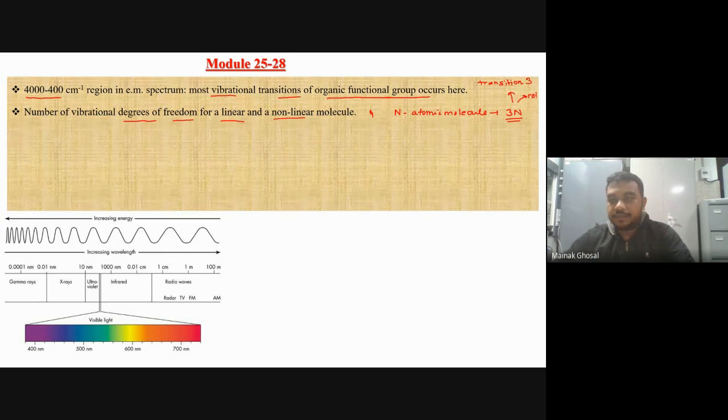Rotational is different. This will be different for linear and non-linear molecules. In the case of a linear molecule, when it rotates in the plane, you will see there is no change in the structure, so that rotation is not counted. For a linear molecule you have only 2 modes of rotation, and for a non-linear molecule you have 3 modes of rotation.